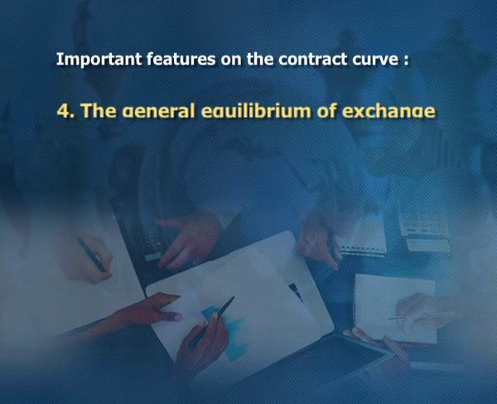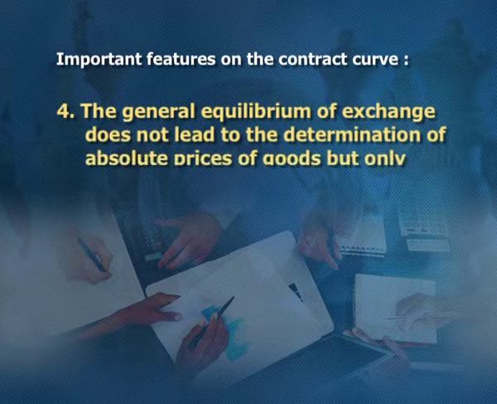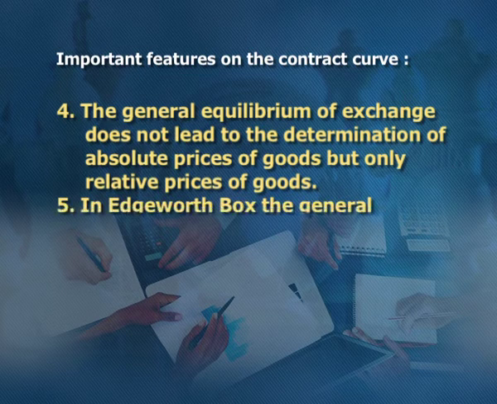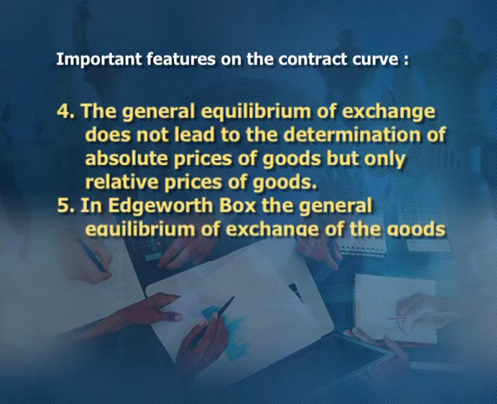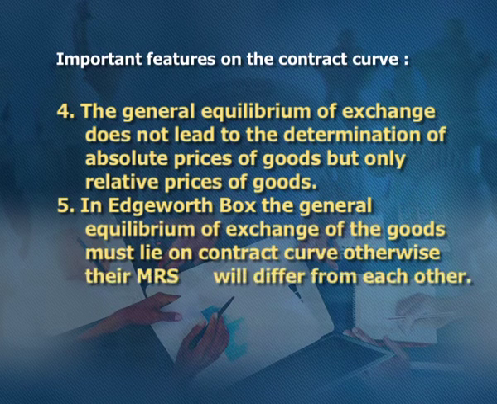Next, the general equilibrium of exchange does not lead to the determination of absolute prices of goods, but only relative prices of goods. Another point is that, in the Edgeworth box, the general equilibrium of exchange of the goods must lie on the contract curve, otherwise their MRSXY will differ from each other.